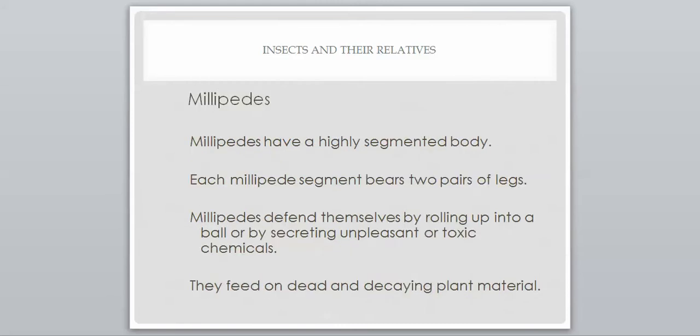Millipedes have a highly segmented body, and each millipede segment bears 2 pairs of legs. Millipedes aren't as strong or as aggressive as centipedes, because they mainly defend themselves by rolling up into a ball, and they can also secrete an unpleasant or toxic chemical. Their best offense is a defense. They can't go out and beat up on anyone or bite with poisonous claws, so they just roll up and secrete a chemical, and they eat mainly dead and decaying plant material. So that is it for section 2 of chapter 28. Let me know if you have any questions.